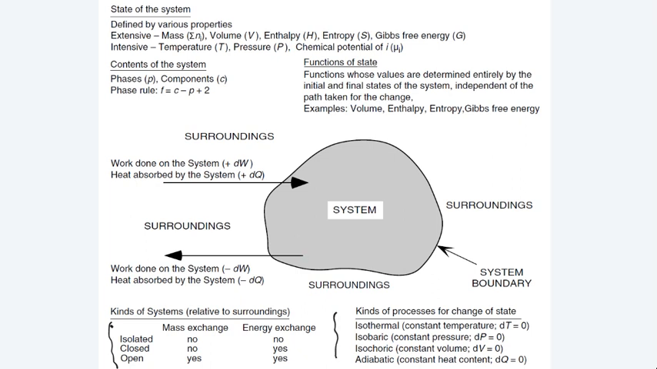These are different kinds of process for change of state: isothermal for constant temperature, isobaric for constant pressure, isochoric for constant volume, and adiabatic for constant heat content. During an isothermal process, there will be no change in temperature, so dT will be zero. For isobaric, dP will be zero. For isochoric, dV equal to zero, there will be no change in volume. And for adiabatic, dQ equal to zero. In an adiabatic process, there is constant heat; it will not change.